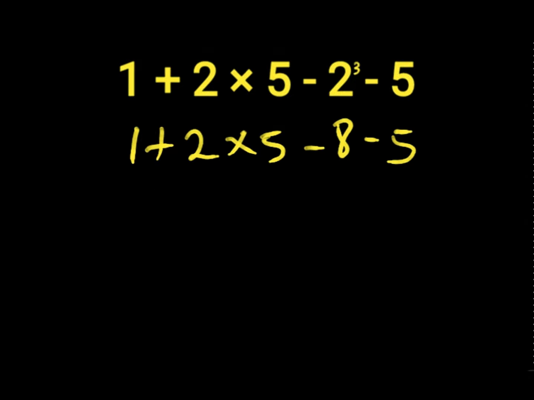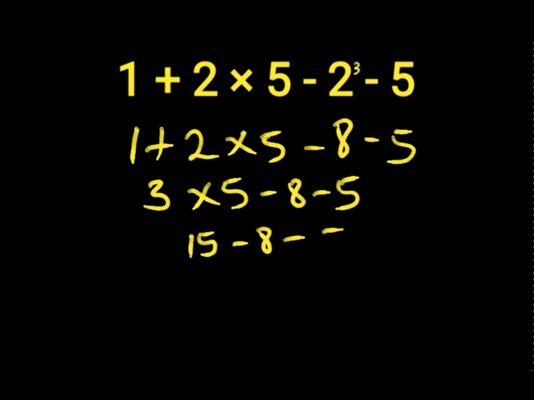1 plus 2 will give us 3. Then we have 3 times 5 minus 8 minus 5. 3 times 5 will give us 15. Then we have 15 minus 8 minus 5. 15 minus 8 will give us 7. Then we have 7 minus 5. 7 minus 5 will give us 2.